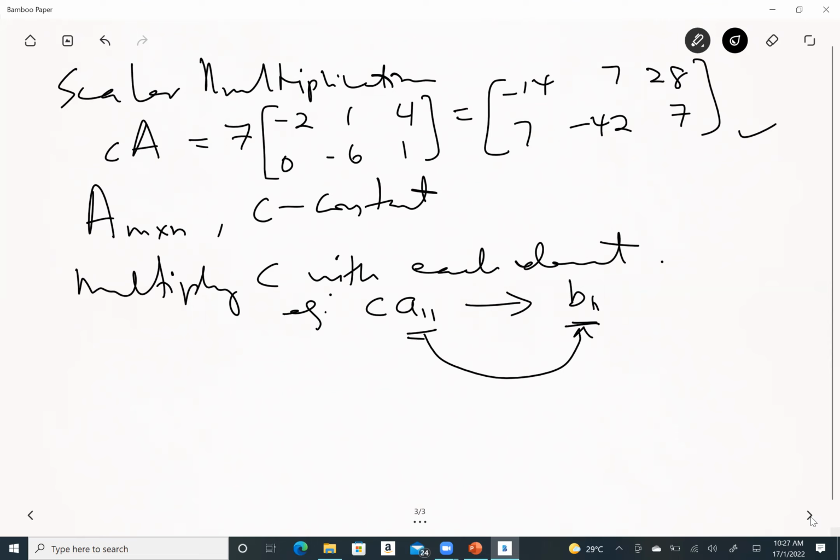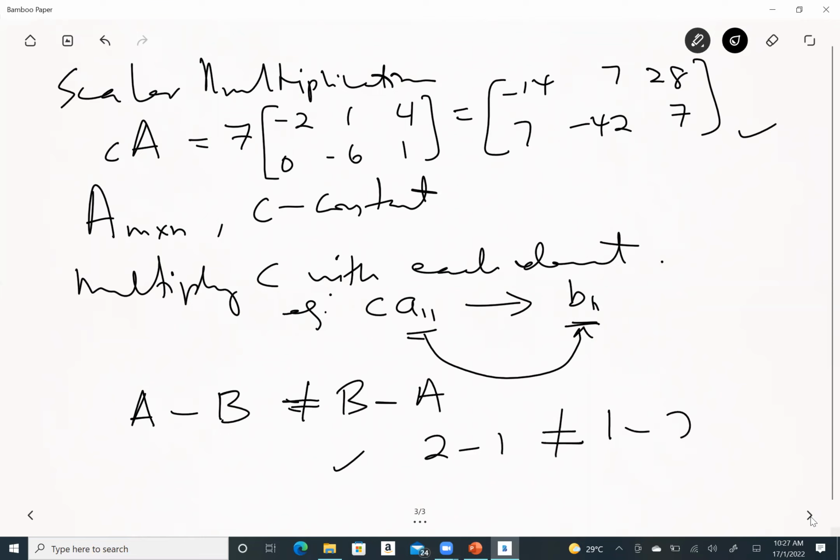Now subtraction, same thing. You have A minus B, which we did just now. Note that A minus B is not equal to B minus A. Same as in the number system: 2 minus 1 will not be equal to 1 minus 2. So the same rule follows. Now, any question?